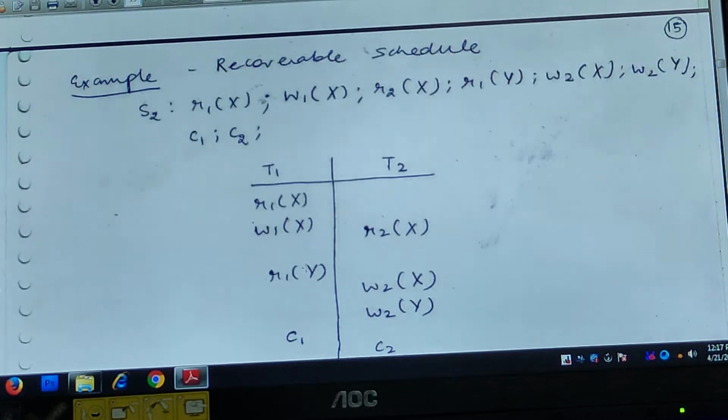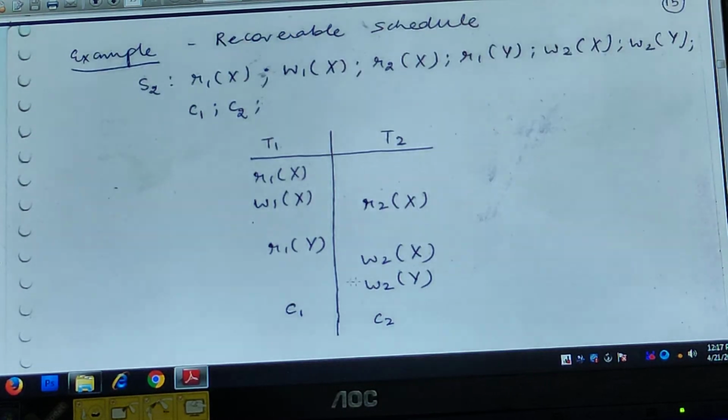Suppose, again, we are given this set of operations. R1x means a read operation performed by T1 on X, then a write operation performed by T1 on X, then a read operation performed by T2 on X, and so on. We have arranged them according to their sequence.